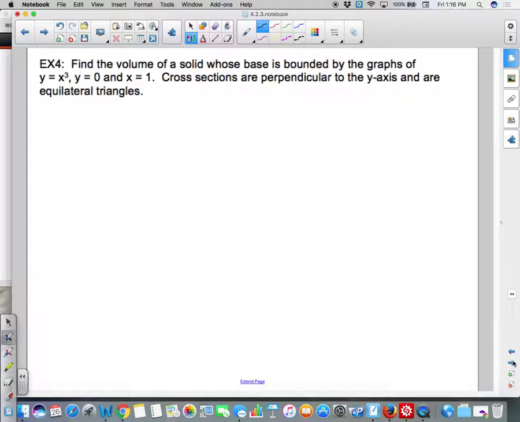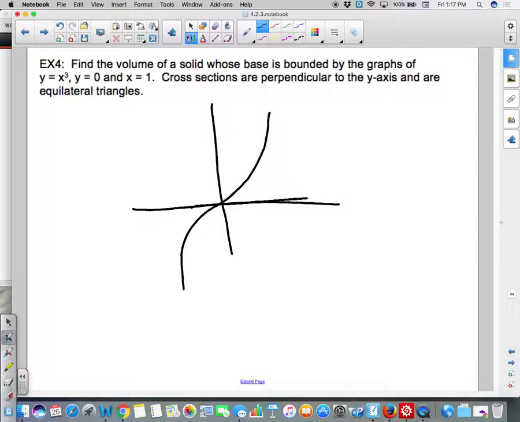All right, so now we're going to go the other way. Find the volume of a solid whose base is bounded by the graphs of y equals x cubed, y equals 0, and x equals 1. So I'm going to draw this. It's very important to draw because you've got to pick the right region. Be very, very careful with this. And so this is the curve.